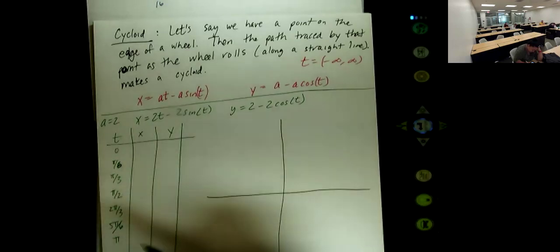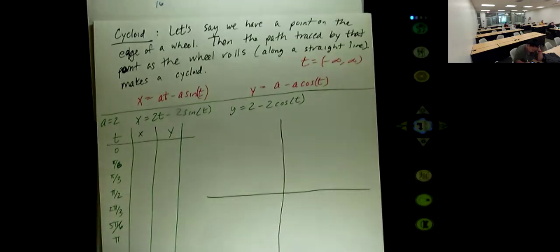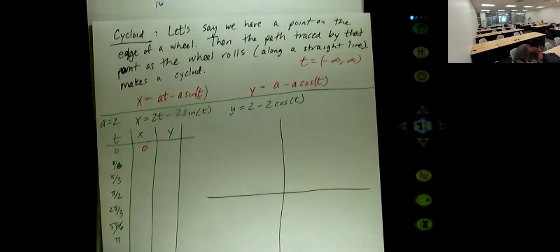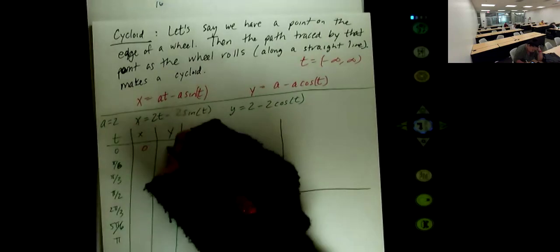If I stick in 0 for t, x is 2 times 0 minus 2 sine of 0. 0 minus 0 is 0. And when I stick t equals 0 into y, I get 2 minus 2 cosine 0, which is 2 minus 2, which is also 0.